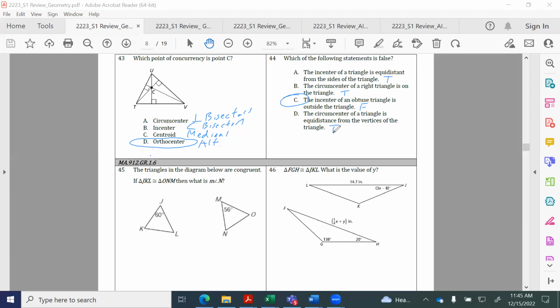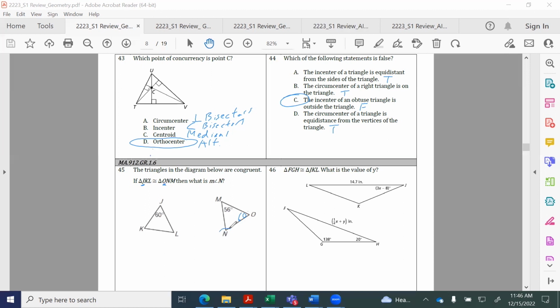All right. On 45. Match them up. So J goes with what angle over here? That's 60, that's 56. Those don't go together. Which one does J go with? How do we know that? In the beginning of that statement, right? That's written in corresponding order. So this one also has to be 60.